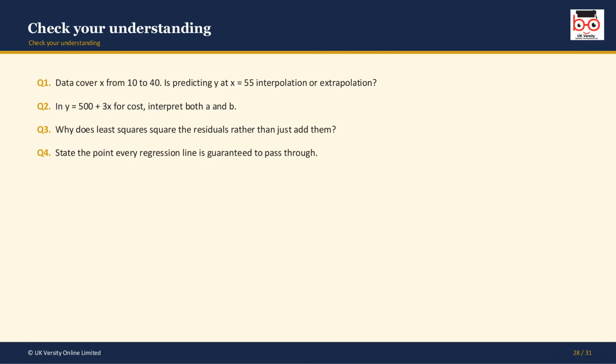A second check to finish this part. If your data covers x from 10 to 40, is predicting y at 55 interpolation or extrapolation? In the cost line y equals 500 plus 3x, how would you interpret both a and b? Why does least squares square the residuals rather than just add them up? And what's the one point every regression line is guaranteed to pass through?